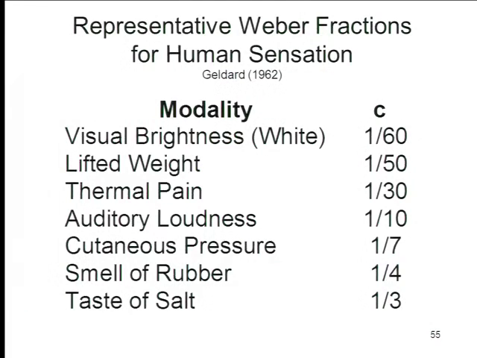So here are representative Weber's fractions for human sensation. Visual brightness of a white light, that Weber's fraction is 1 over 60. Okay, so it takes very little change in intensity to give rise to a change in experience. For weight, it's 1 over 50, so a little bit less acuity. Thermal pain, 1 over 30. Well, you can read these for yourself. The general idea here is that by use of Weber's fraction, you can quantify differences in the acuity or the sensitivity of various sensory modalities.